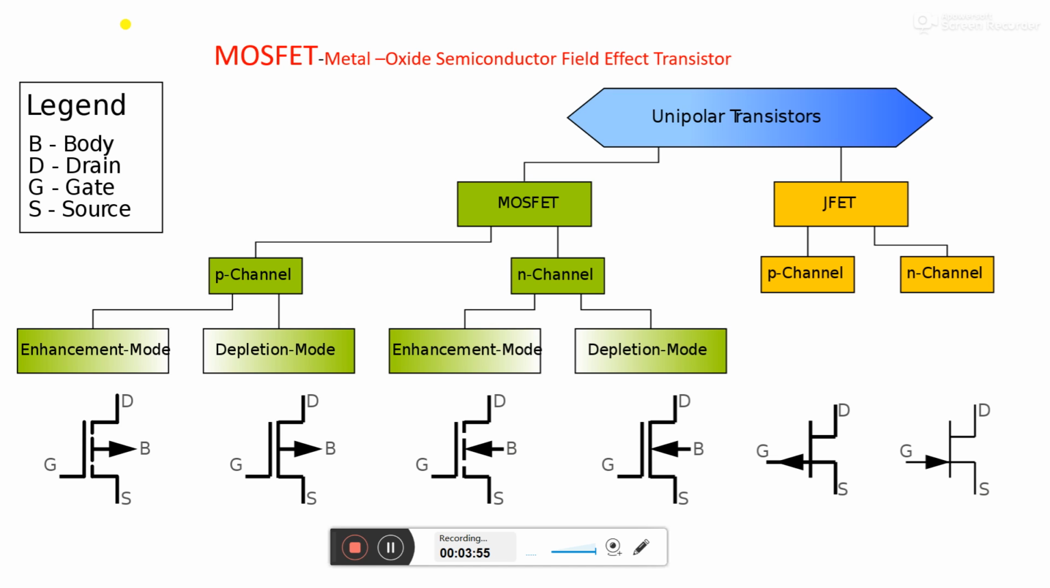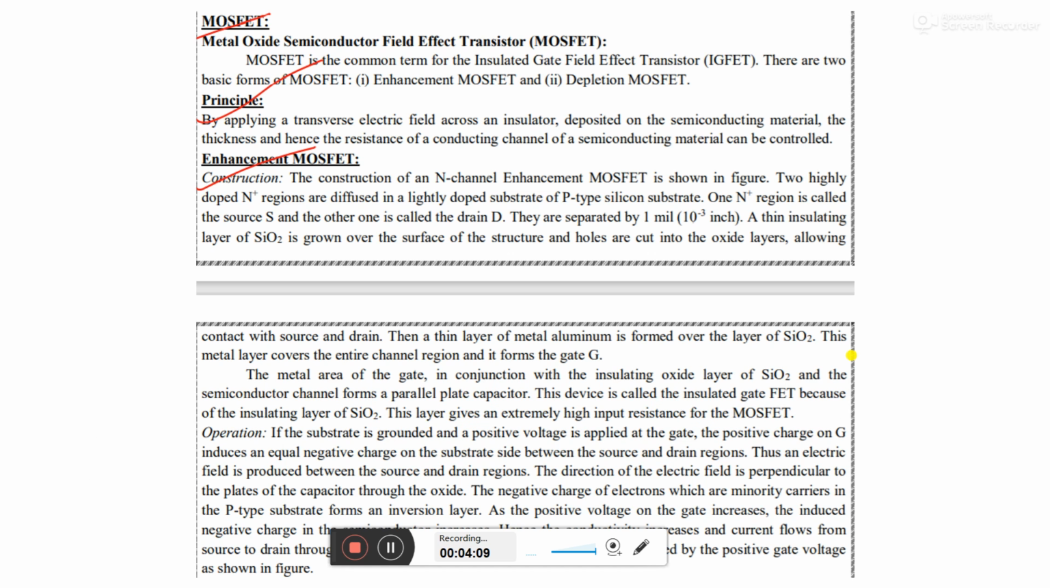In the enhancement type of MOSFET, there are again two modes of operation, enhancement mode and depletion mode. The MOSFET is also called the insulated gate FET, because if you see the construction of a MOSFET, we can see that the gate is isolated by the structure. It means, unlike in the JFET, the gate is not drawn from the material. Instead, there is an insulating layer deposited over the substrate.